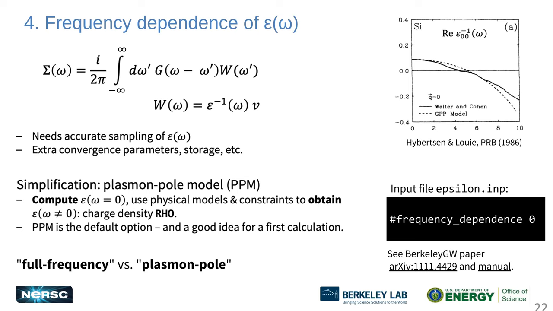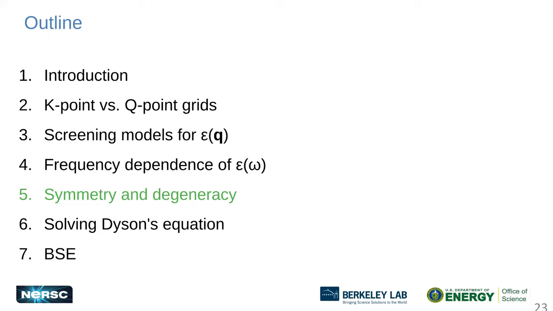But there is the ability to use a full frequency calculation that explicitly calculates epsilon at omega not equal to zero, and we'll do the integral over omega explicitly. Actually, we do it via a trick where instead of integrating on the real axis, we use a contour deformation approach to integrate on the imaginary axis. But you end up needing to compute epsilon on a grid of energy values to do that calculation. So this is why we typically recommend doing the default plasmon pole model first.